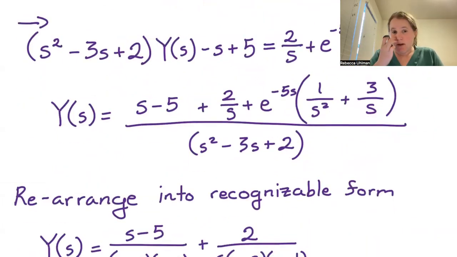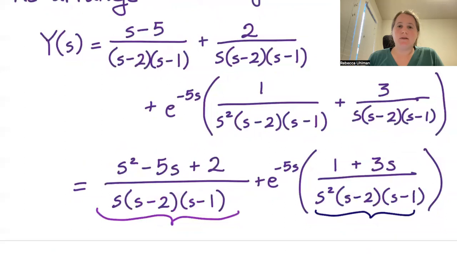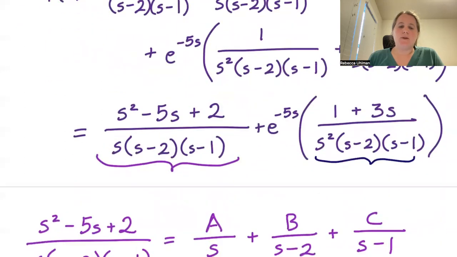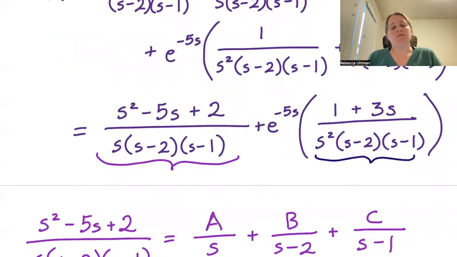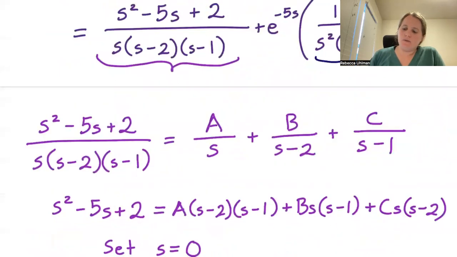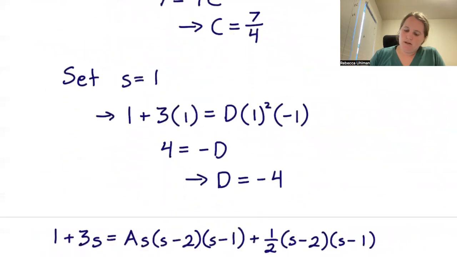Once we had done that, we then rearranged our y of s into recognizable form. So far we have essentially found our partial fraction components. So we did the s squared minus 5s plus 2 over s times s minus 2 times s minus 1. And we also did 1 plus 3s over s squared times s minus 2 times s minus 1. Putting all of our partial fraction stuff together.